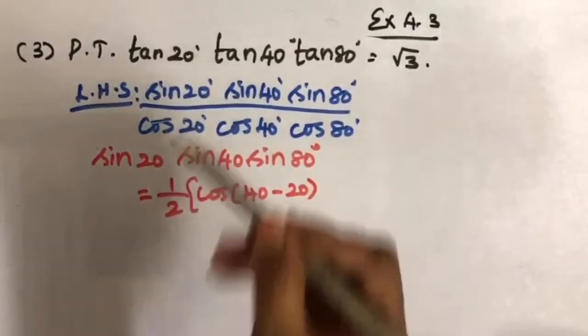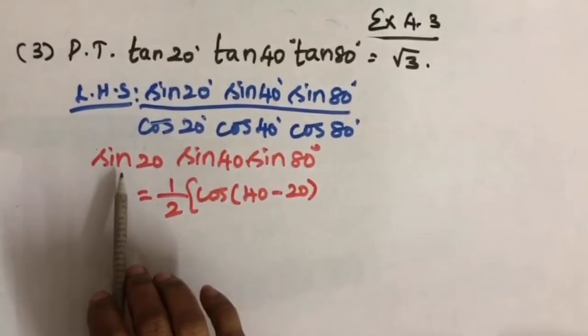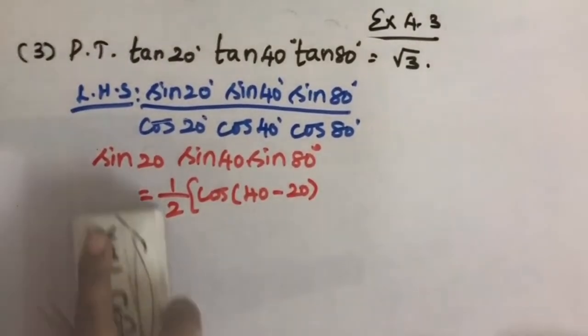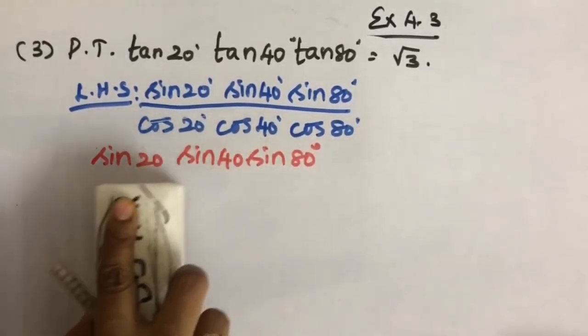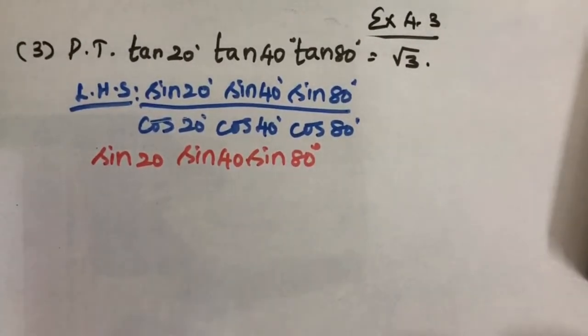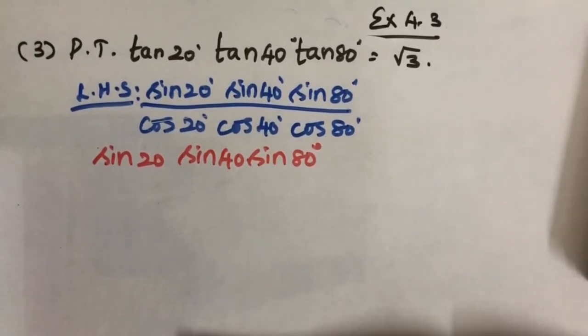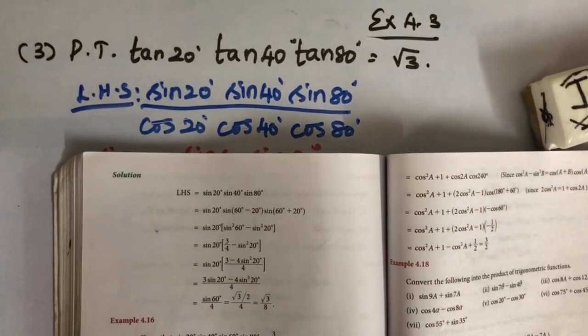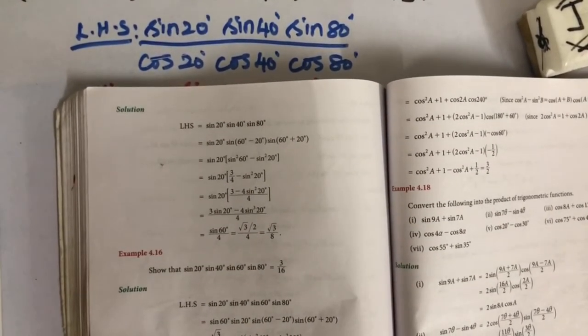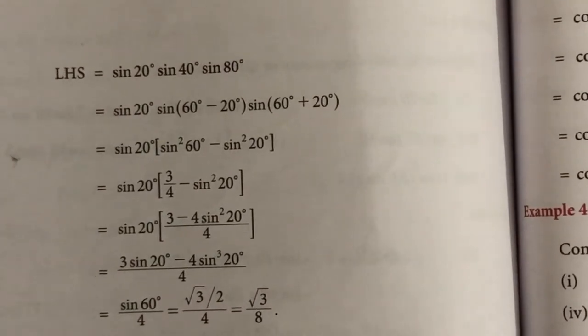Now I take the numerator alone. Sin 20, sin 40, sin 80. This part is solved in our 15th example. So now I'll explain that, and you can write the two parts.